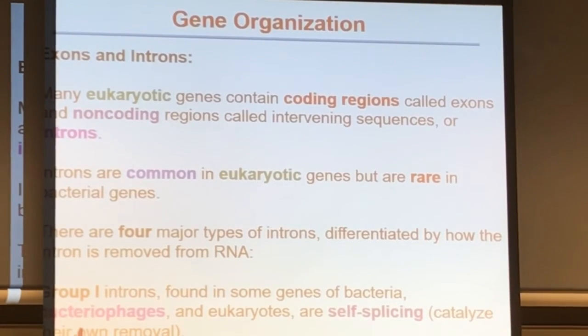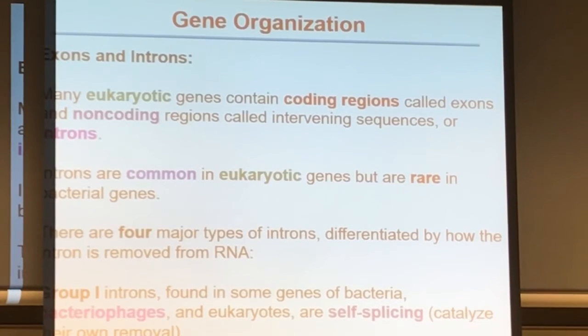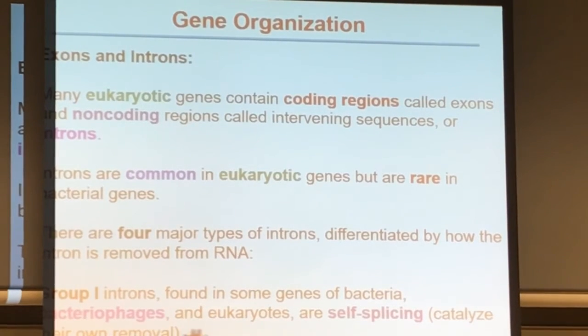Now, introns can be divided into 4 different groups. For example, group 1 introns, you find them sometimes in some bacteriophages. Like I said, introns are usually found only in eukaryotes, very rarely in prokaryotes. So just remember that introns are only in eukaryotes, not in prokaryotes. But here I just quote some examples saying that you can also find them in bacteriophages and some eukaryotes.